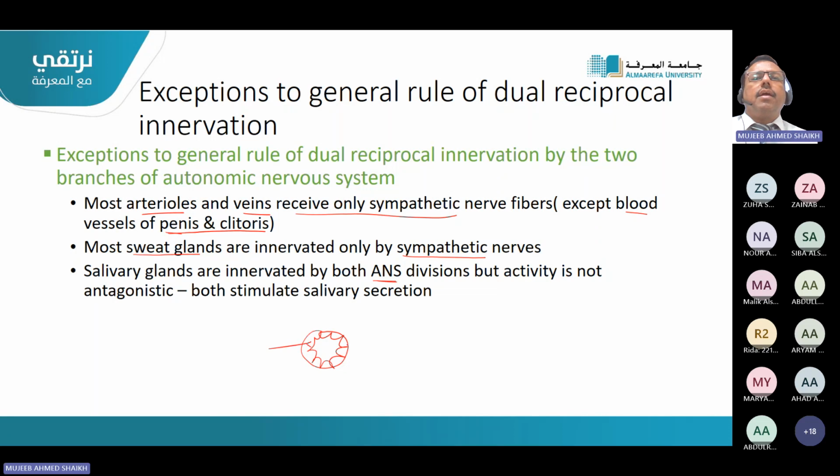The salivary gland receives a sympathetic supply, and also a parasympathetic supply, but their effects are not opposite to each other. Rather, there is a change in the type of secretion due to sympathetic or parasympathetic stimulation in the salivary gland. So these are some exceptions.